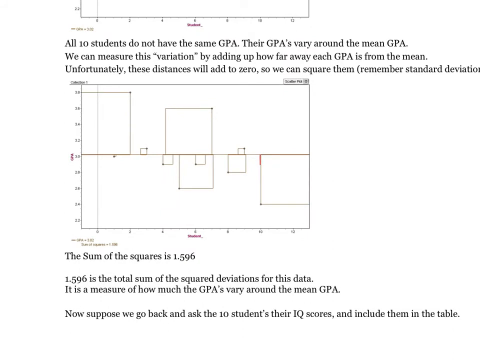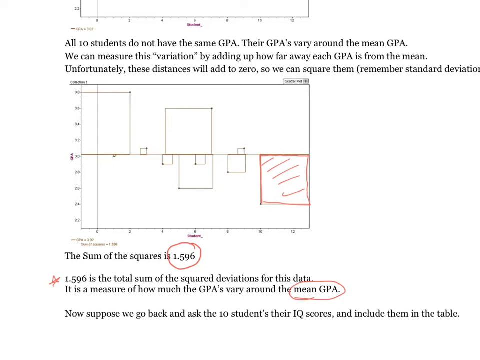So this is the residual for that point, and when I square that, I get a square with that area. After I squared all those residuals, I added them up, and the sum of those residuals squared is 1.596. So you could call that number the total sum of the squared deviations from this data around the mean. It's a measure of how much the GPAs vary around the mean GPA.